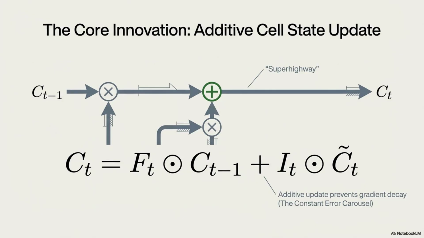And this beautiful mechanism actually has a name, the constant error carousel. It's a perfect description, right? It's like the error signal just hops onto this carousel and can ride it backwards through time without getting weaker, allowing the network to connect cause and effect across huge distances in the sequence.